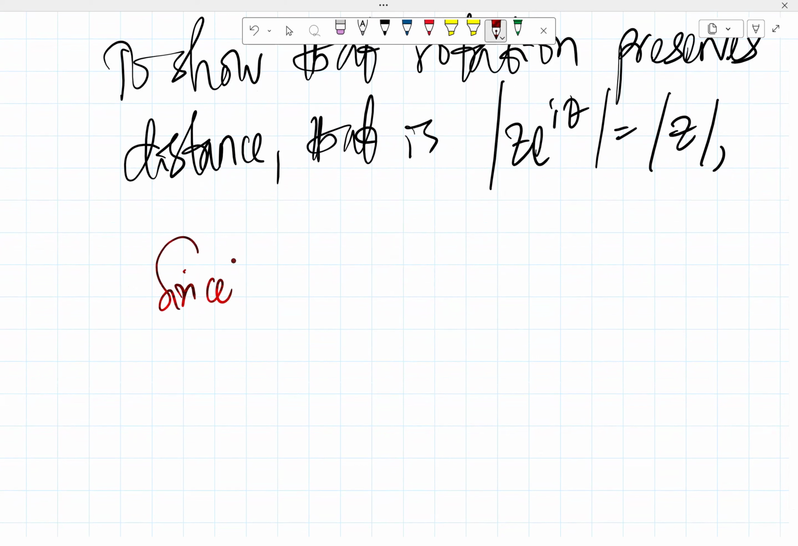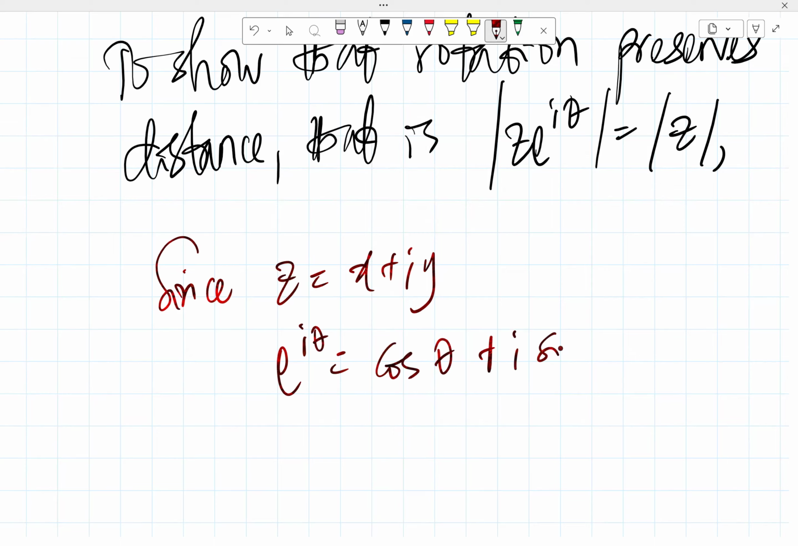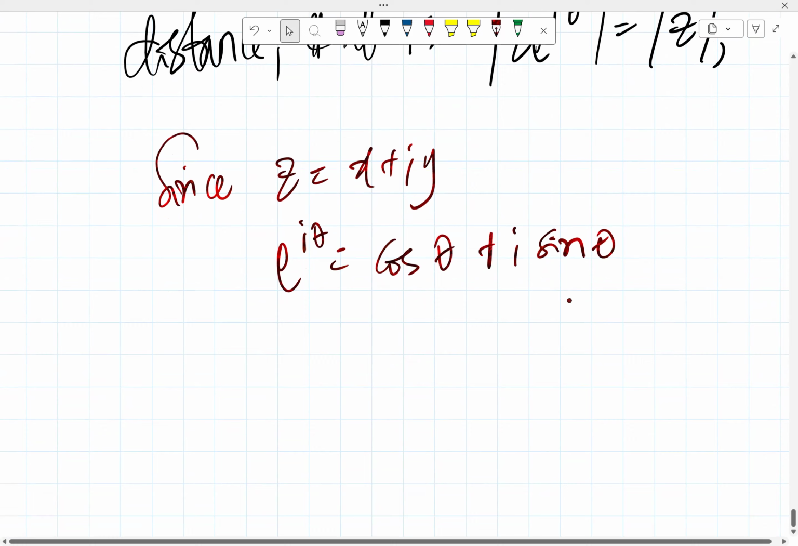Let's do it this way. Since Z is equal to x plus iy and e raised to the power i theta is equal to cos theta plus i sine theta, this is one way to do it, right?